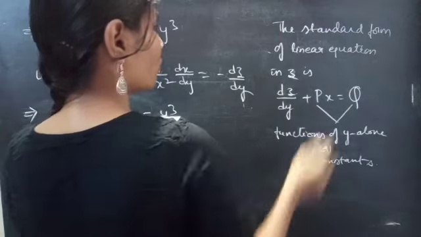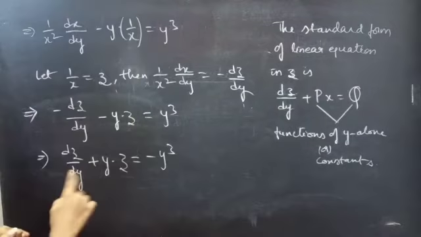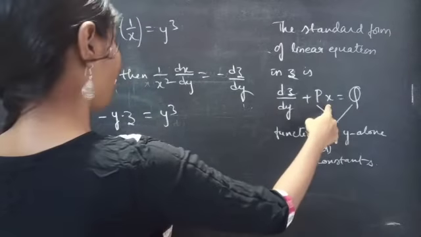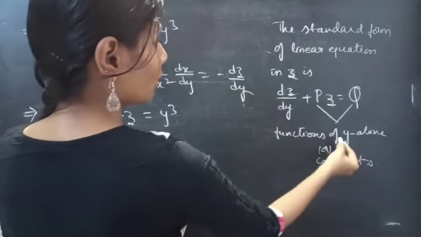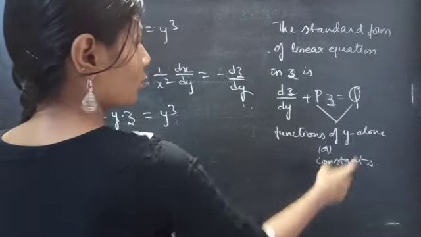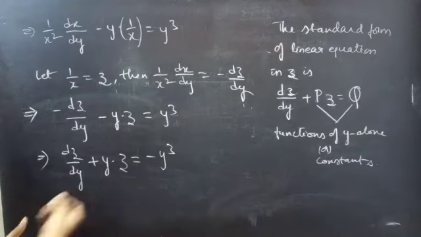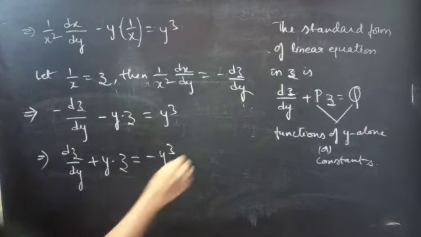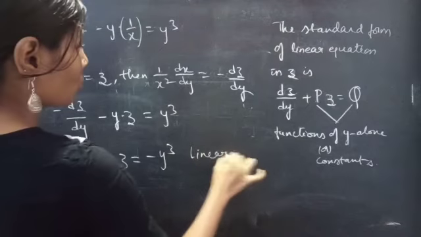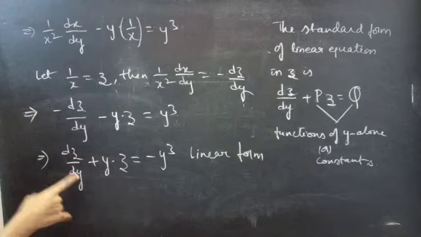The standard form of linear equation in z and y is dz by dy plus p into z equals to q, where p and q are either functions of y alone or constants. So by comparing these two equations, we can say that we have reduced the Bernoulli's equation to linear form, or the given equation is reduced to linear equation in z and y, or simply linear in z.